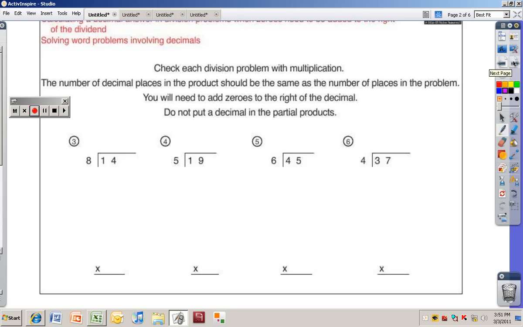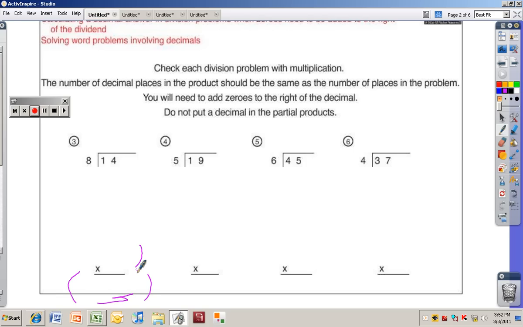All right, check each division problem with multiplication. The number of decimal places in the product should be the same as the number of places in the problem. That means that when you check the answer down here, don't forget that you count the spots on the right side of the decimal and that there's the same number in the answer as there is in the problem. You will need to add zeros to the right of the decimal. Do not put a decimal in the partial products.